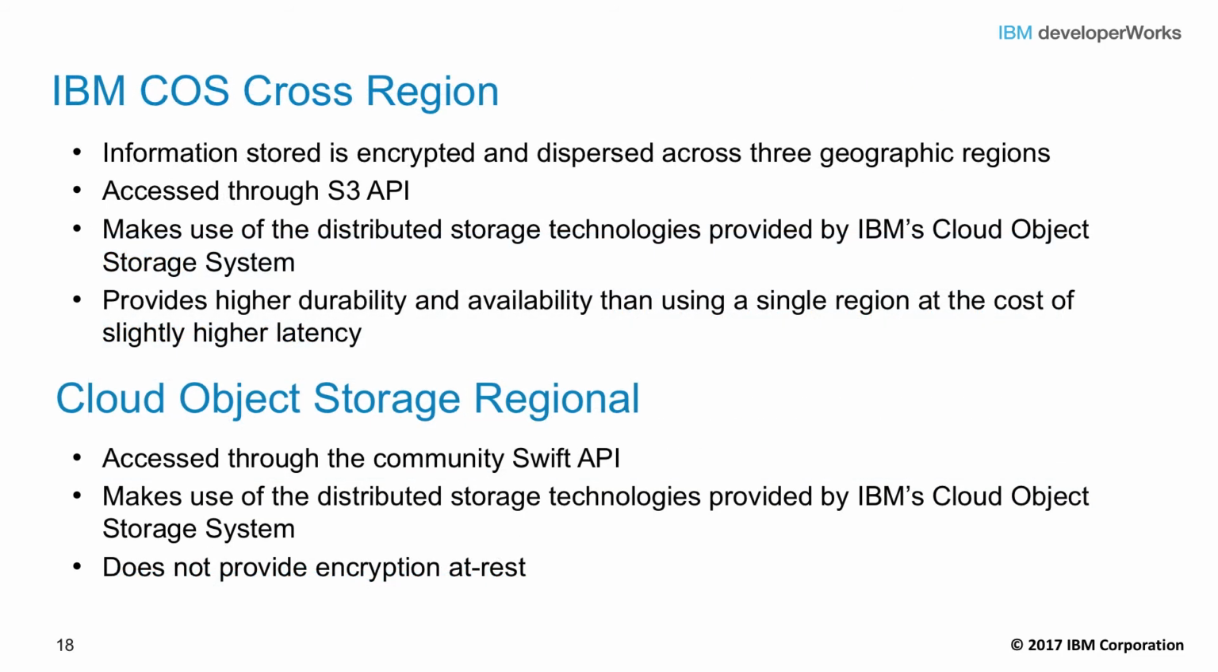The three regions used by the IBM Cloud Object Storage Cross-Region Service are Dallas, San Jose, and Washington, D.C. at the current time. It supports access through an S3 API. It provides high durability and availability with a small cost of higher latency. With the Cloud Object Storage Regional Service, information is stored and located in one of 20 global data centers. It's accessible through a Swift API. This service does not currently provide encryption at rest. Both of these services can be managed through the IBM Bluemix Infrastructure Control portal.